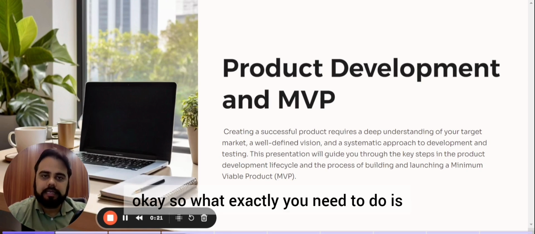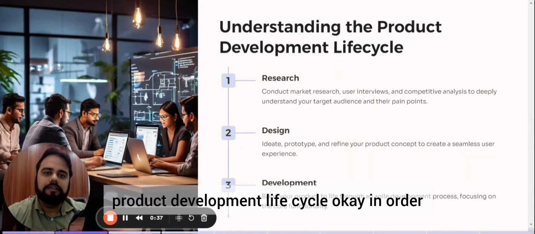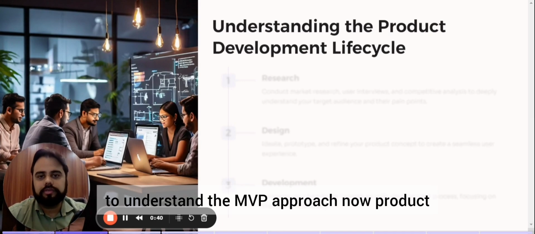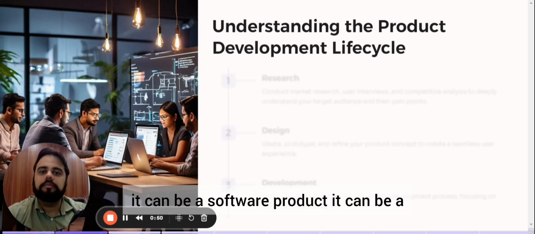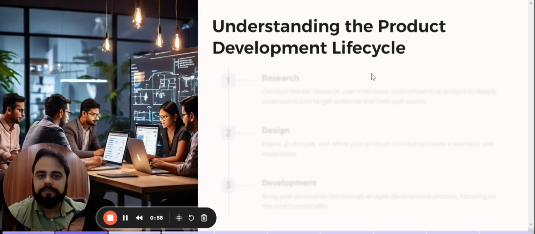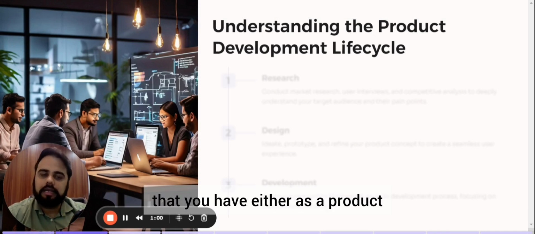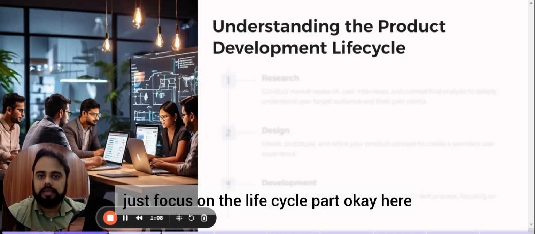So what exactly you need to do is understand the product development life cycle, in order to understand the MVP approach. Now, the product development life cycle is applicable to any kind of product. It can be a software product, it can be a physical product, or it can be a service. So don't get confused with the term product. Here it means any offering that you have, either as a product or as a service. But when I am talking about the life cycle, just focus on the life cycle part. Here you have to focus.